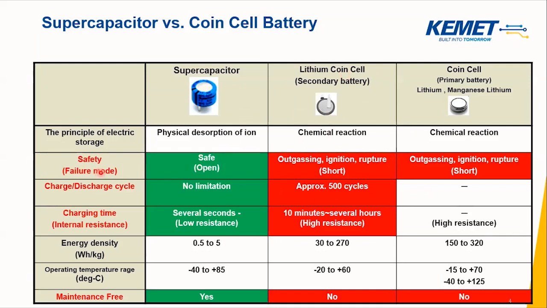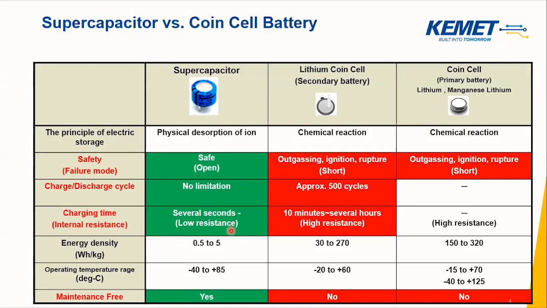When it comes to the failure mode, the supercaps will go open in a failure, compared to lithium coin cells, which get shorted, so this is a benefit. In the case of a failure, lithium coin cells can have outgassing, ignition, and rupture, but this won't happen for supercapacitors. When it comes to charge and discharge cycles, lithium coin cells can have up to approximately 500 cycles, but for the supercap, we have no limitation. They can be charged and discharged as many times as possible.